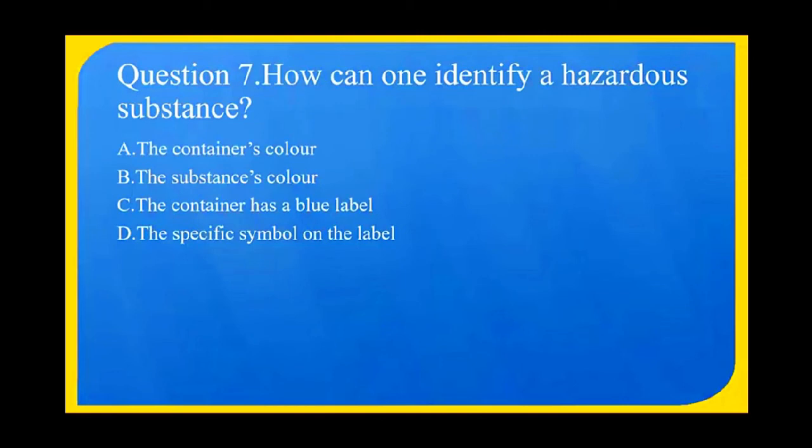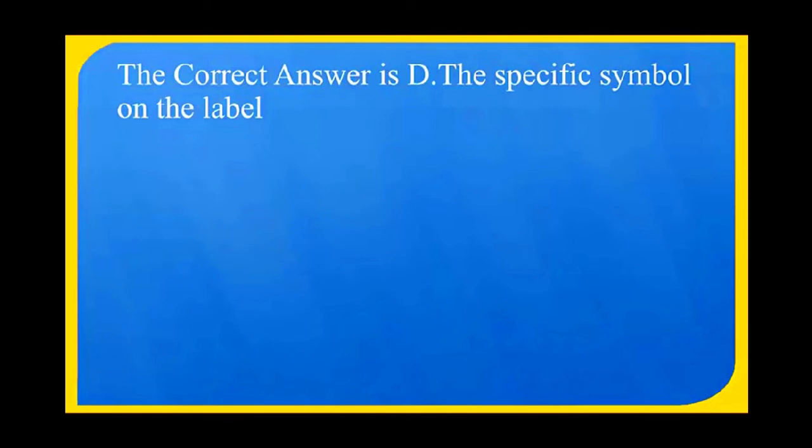Question 7. How can one identify a hazardous substance? A. The container's color. B. The substance's color. C. The container has a blue label. D. The specific symbol on the label. The correct answer is D. The specific symbol on the label.